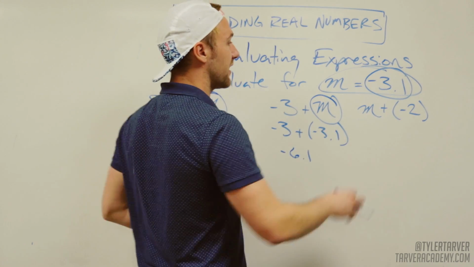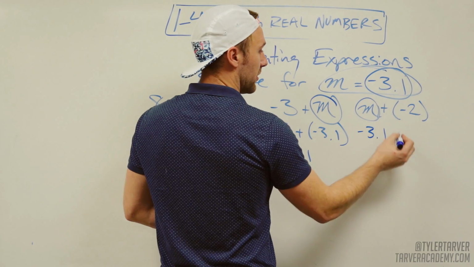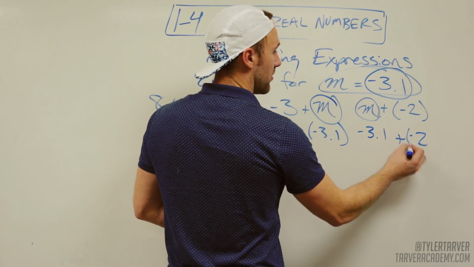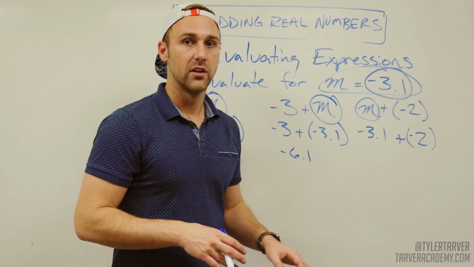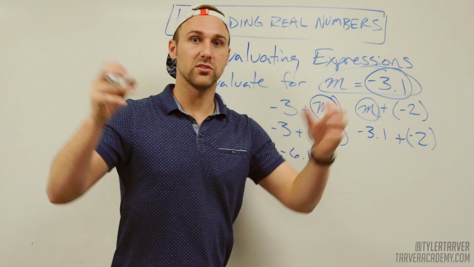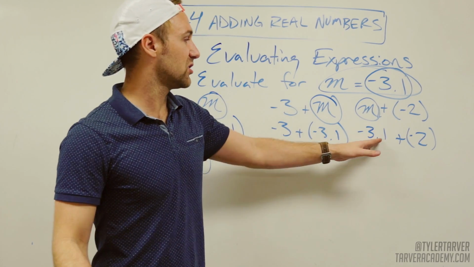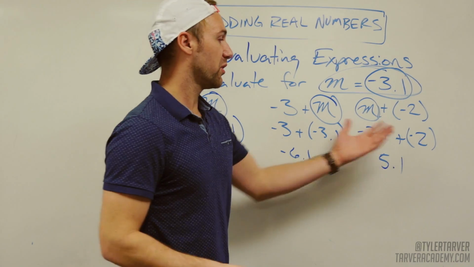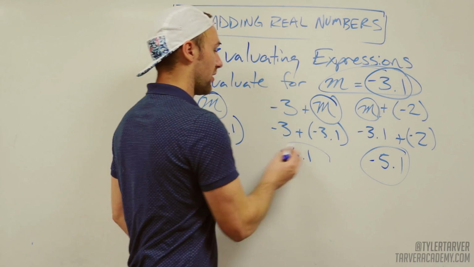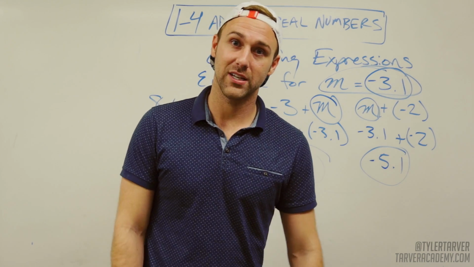Then we get m plus negative 2. Take my m, put in negative 3.1 plus negative 2. Again, I've got the same situation. I've got two negatives, so I know it's just going to be building on it. So essentially, I'm adding those two negatives together, but keeping them negatives. All right, so I can just do 3.1 plus 2, which is 5.1, and then just putting the negative in front, because I just built up that bigger negative. Okay? That's how you evaluate expressions, my friends.